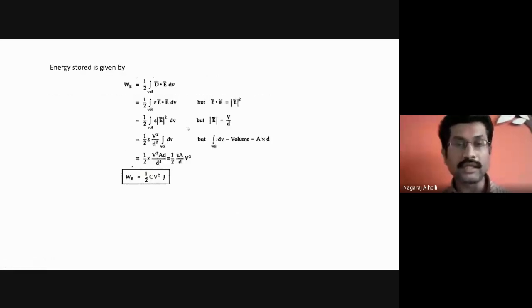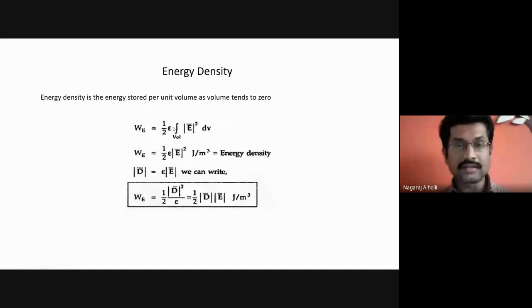Here it is. We have already obtained that equation in the previous derivation. Half volume integral epsilon E square dV. So take the same equation. W is equal to half epsilon volume integral E square dV. Yes. So WE is given by half epsilon, right? This is E square joules per meter cube.